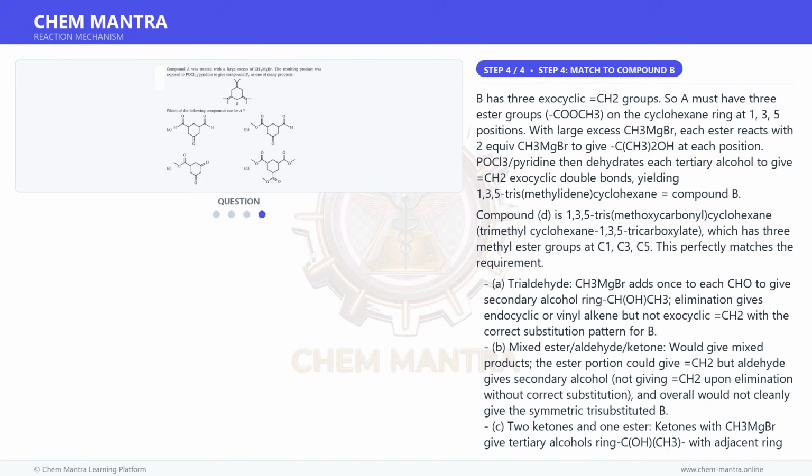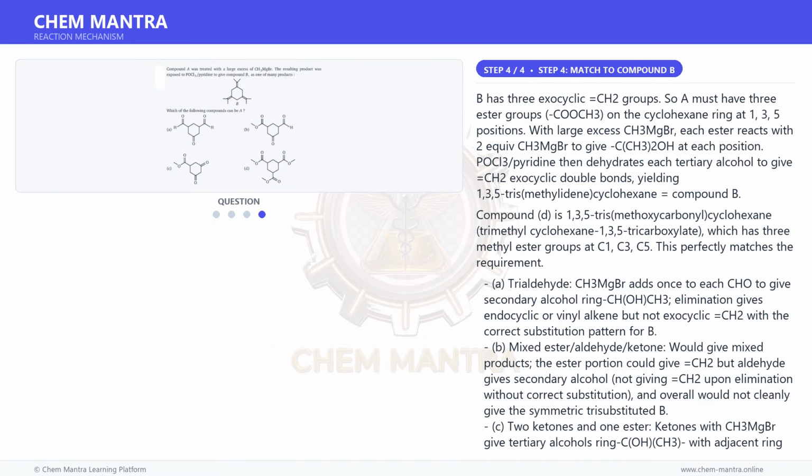C. Two ketones and one ester. Ketones with CH3MgBr give tertiary alcohols, ring C(OH)CH3, with adjacent ring carbons. Elimination from these would give endocyclic double bonds, not exocyclic =CH2. Only the ester group gives =CH2. So this would not give 3 =CH2 groups.